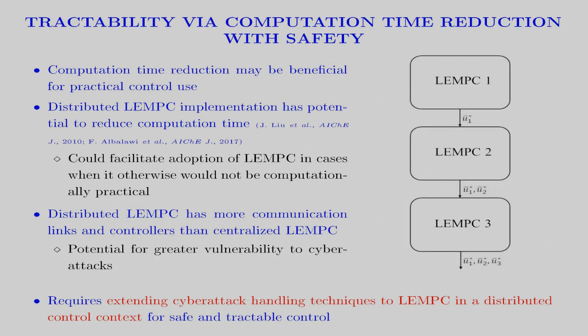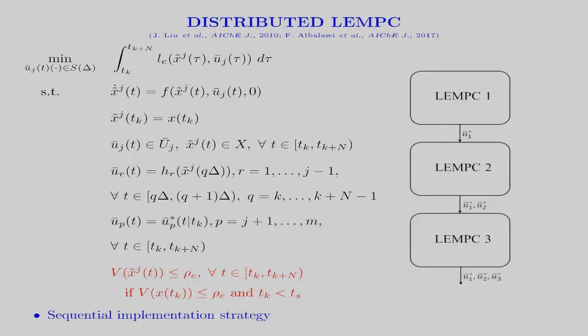However, due to the increased networking and communication, there might be more access points for cyber attacks to target. So increasing the safety of these distributed controllers would require robust cyber attack detection and handling strategies to allow for safe and tractable control. We assume a sequential strategy in which information is passed along in controllers unidirectionally.